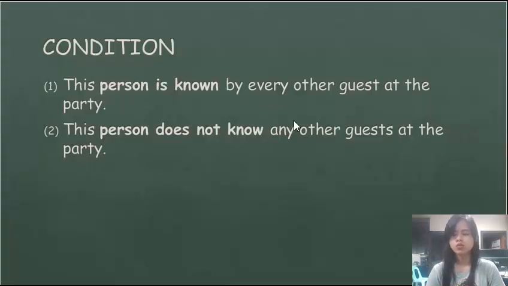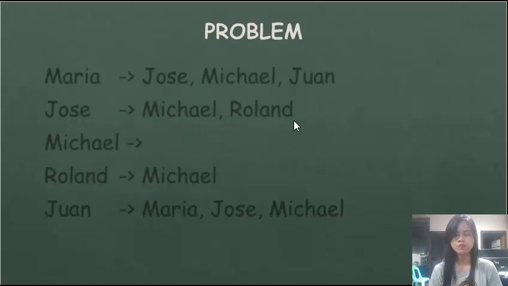The key definition to solve the problem: a person is a celebrity if, number 1, this person is known by every other guest at the party, and number 2, this person does not know any other guest at the party. So let's solve this problem.